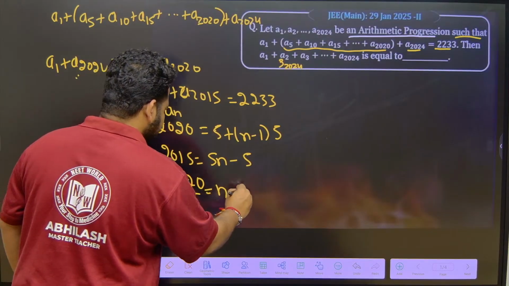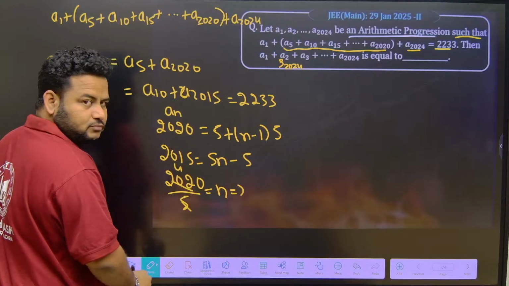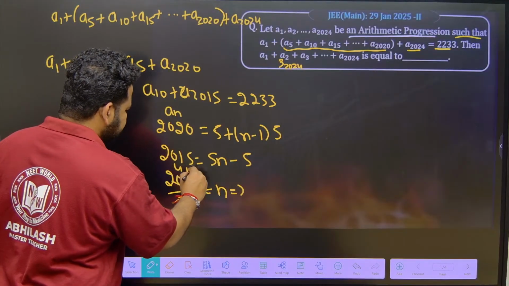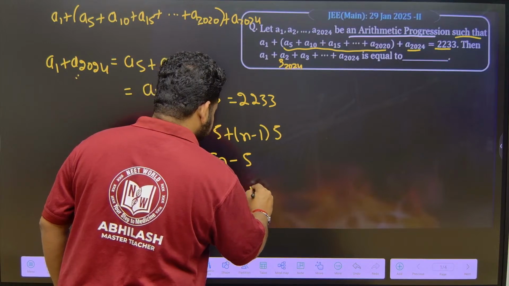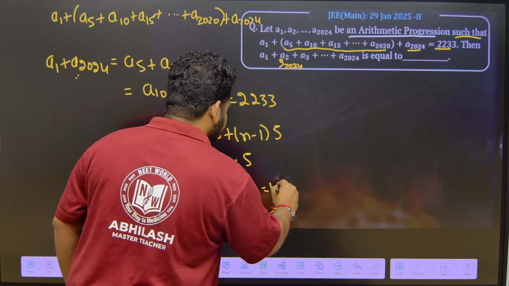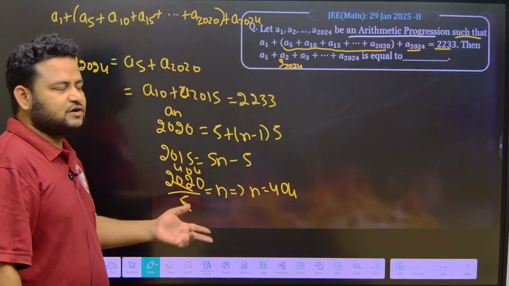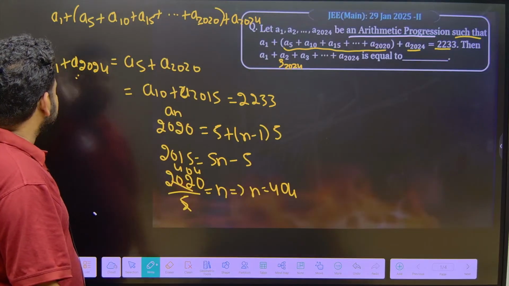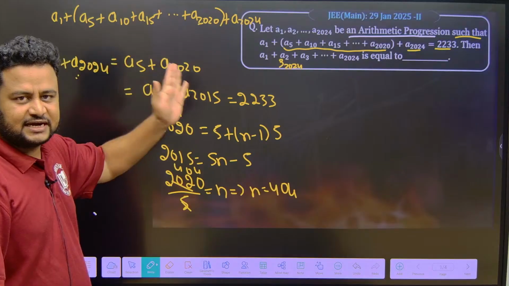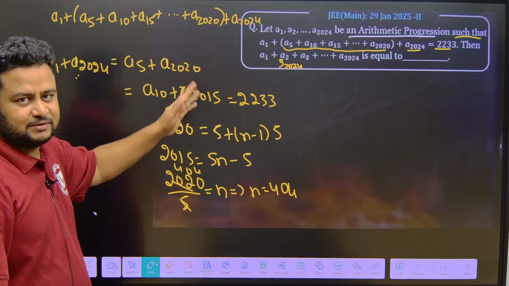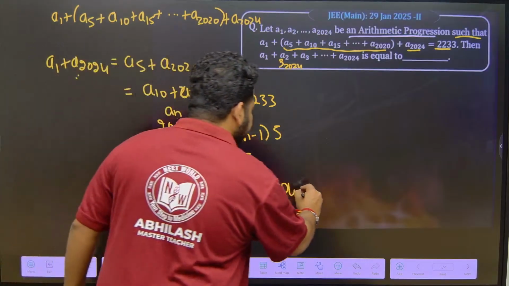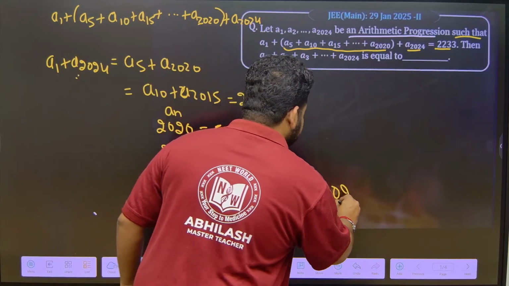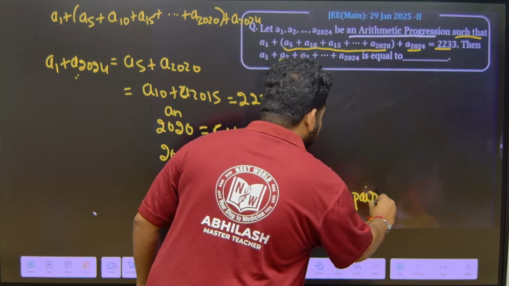So n will be equal to 404, since 5 fours are 20, and again with the 0, 5 fours are 20. This implies n is equal to 404. If n is equal to 404, how many such pairs can be formed? First term and last term, second term and second last term, third term and third last term. So how many such pairs can be formed? If n is equal to 404, this gives us 202 pairs.